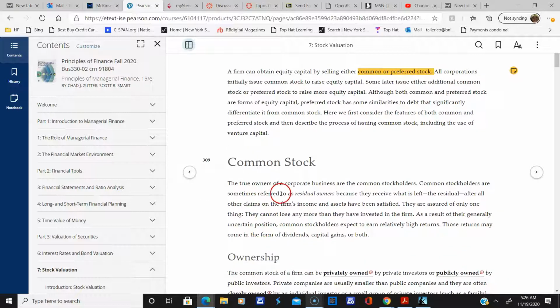So the true owners of a corporate business are the common stockholders, right? So that's important to know. That's real important. They're known as the residual owners because they get paid last. So whatever's left, they'll get, right? So they have the highest risk. So they expect a higher return.